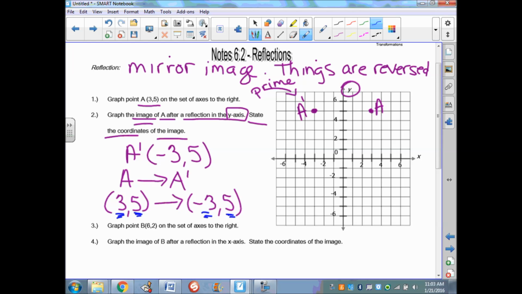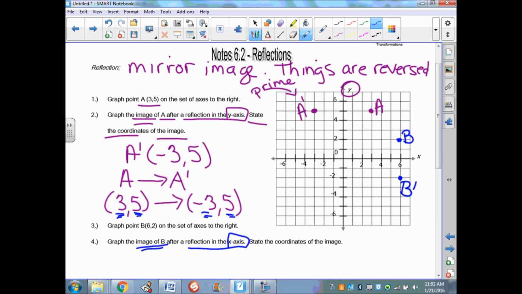So now let's do number 3. It says graph point B, which is 6, 2. So 6, 2, label it with the letter that it's called, B. And now it says graph the image of B after a reflection in the x-axis. So now the x-axis is our mirror, and we're at point B. Point B is 2 spaces away from the x-axis. So now where would your reflection be? Your reflection would appear 2 spaces below the x-axis, and that image we're going to call B prime.